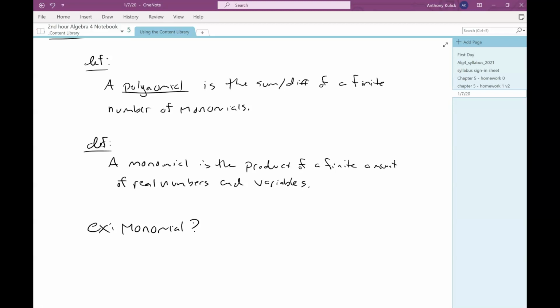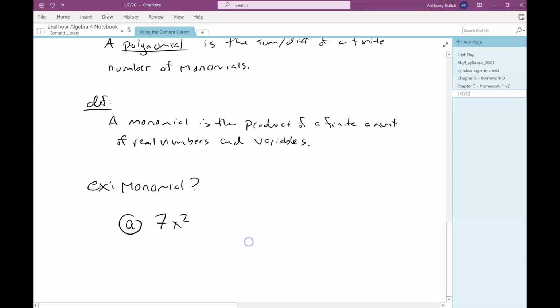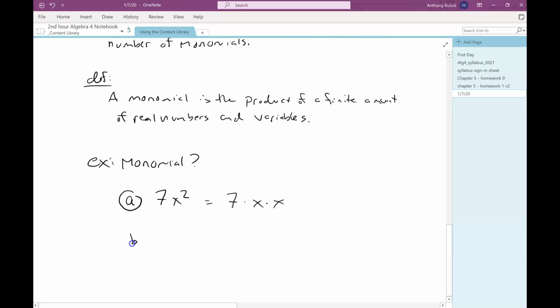So 7x squared, is that a monomial? You betcha, because we could write it as 7 times x times x, right? That's the product of a finite number of real numbers and a finite number of variables. That's a monomial. So you might be thinking, well, what's something that's not a monomial then? How about 5x to the 1/3? Not a monomial, right? The reason is that exponent being a 1/3, that we can't represent as a product of a single variable.